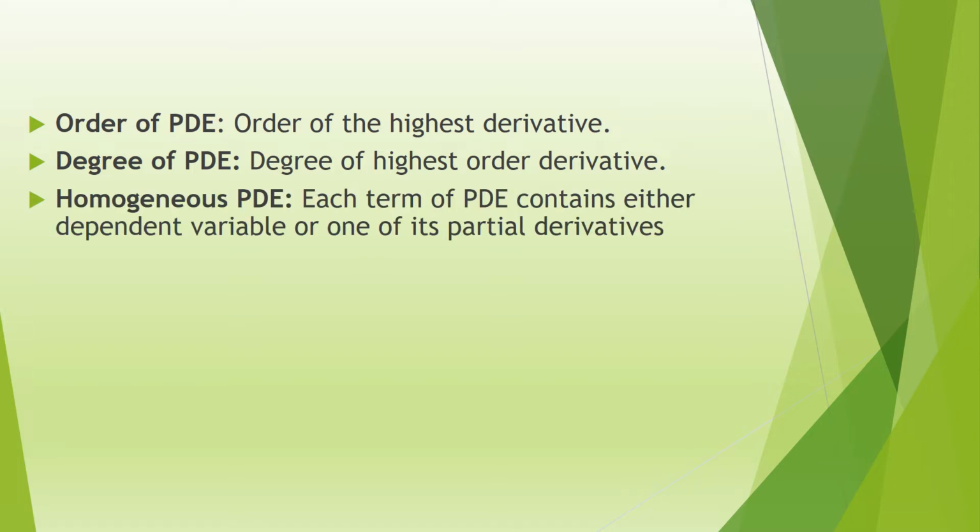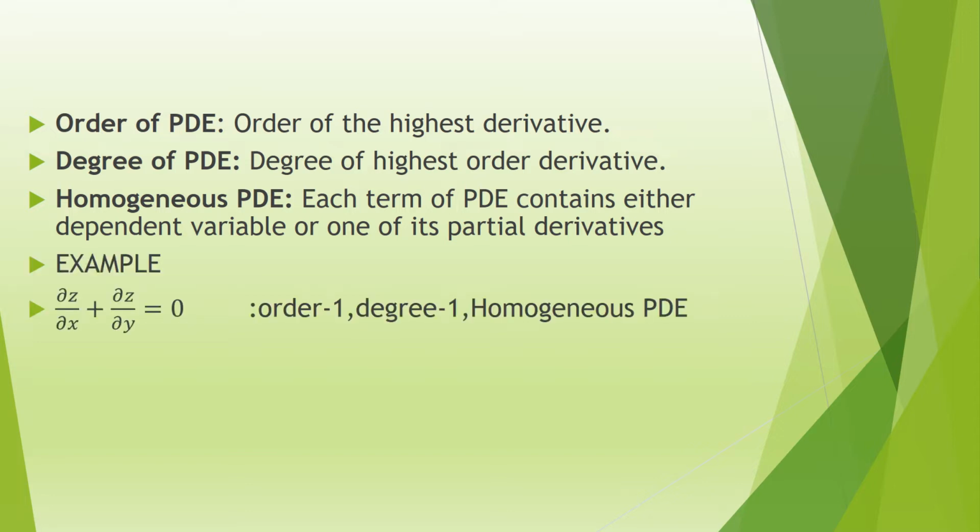Homogeneous PDE. What is a homogeneous PDE? Each term of the PDE contains either the dependent variable or one of its partial derivatives. The dependent variable we usually see in the numerator of the derivative term, and the independent variable in the denominator. So in a homogeneous PDE, in one expression, we should not have more than one independent variable in the denominator. Let us see some examples.